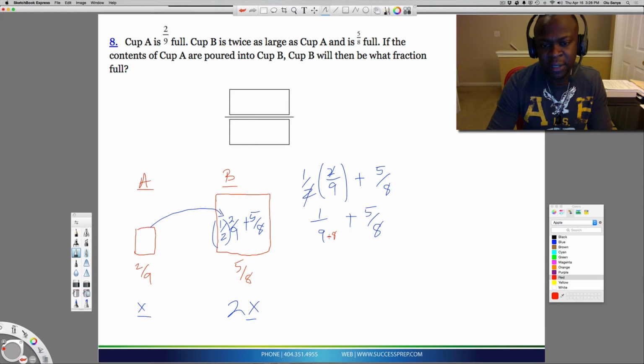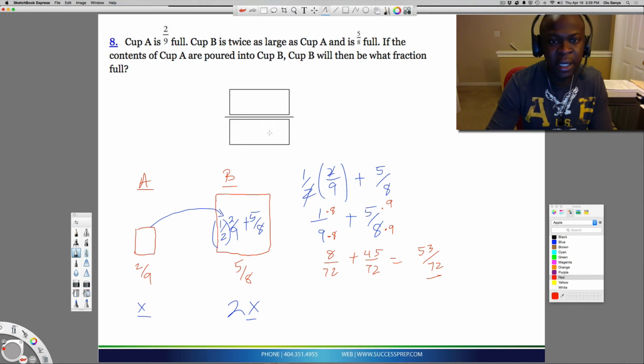To get the 72 at the denominator here, I have to multiply by 8, but I have to do the same thing to the top. And over here, to get 72, I multiply by 9 and do the same to the top. In math, whatever you do to the bottom, you do to the top. So I have 8 over 72 there, and I have 45 over 72. And when you add that together, you will get 53 over 72.